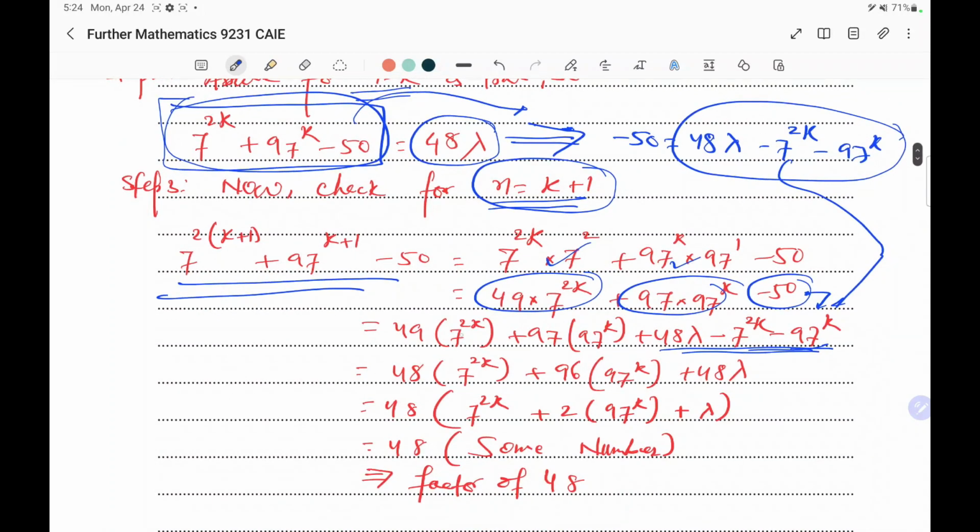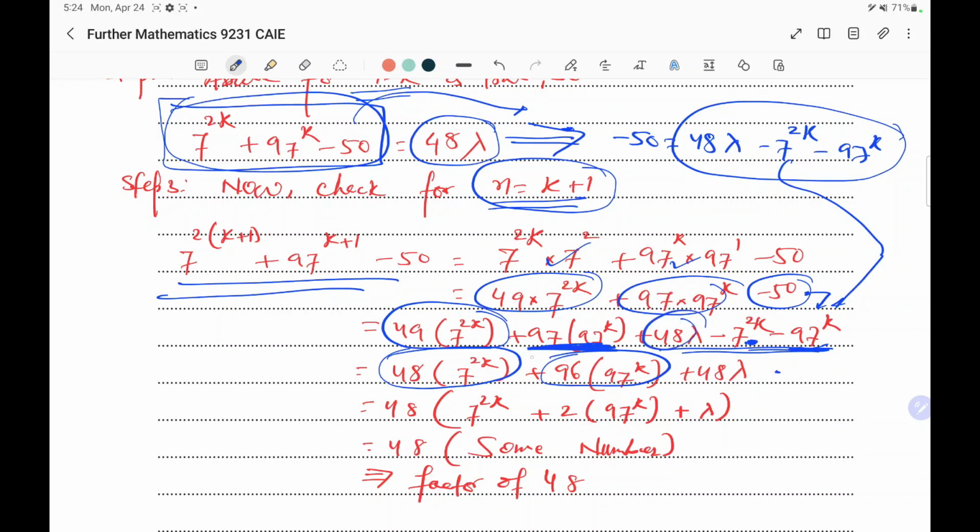Now important stuff is here, this is 49 times 7 to the power 2k, and here minus 1 times 7 to the power 2k. So 49 minus 1, that's 48. That's how I got this result. This is 97 times 97 to the power k, and this is minus 1 times 97 to the power k. So 97 minus 1, that is 96. So 96 times 97 to the power k, and that's 48 lambda.